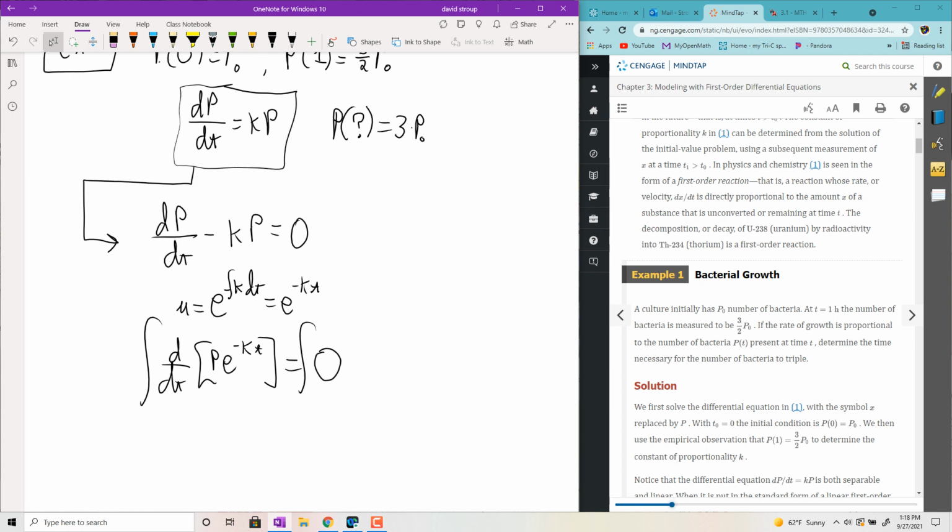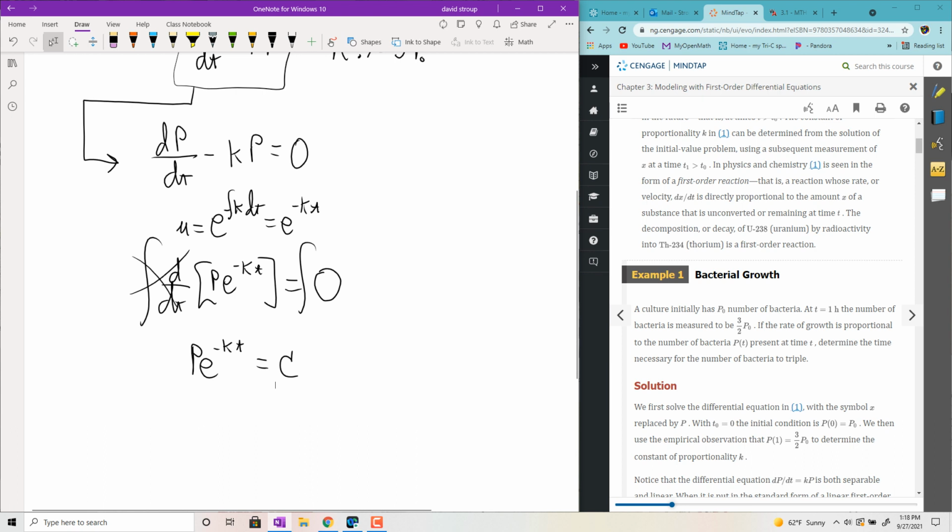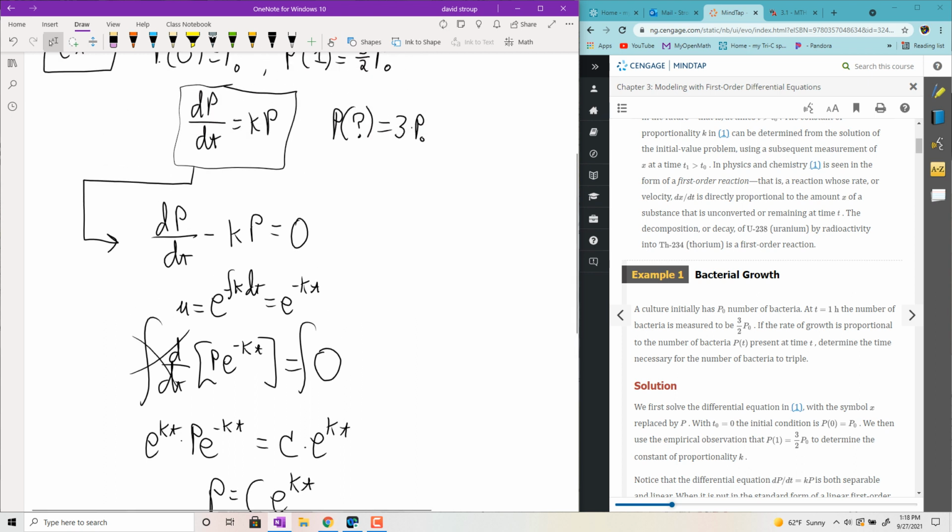And then we can integrate both sides with respect to t. On the left, the integral and the derivative cancel each other out. You have p e to the negative kt. On the right side, the integral of 0 is just c. Okay. And then you could multiply both sides by e to the positive kt, and you get what you would have gotten if you did separation of variables anyways. So you'd end up with p equals c e to the kt. Okay, great. So now we go back here to the top.